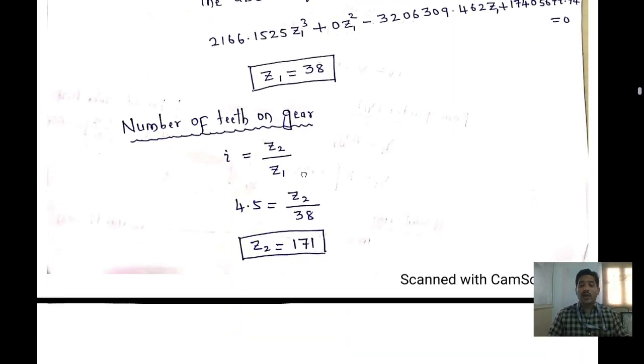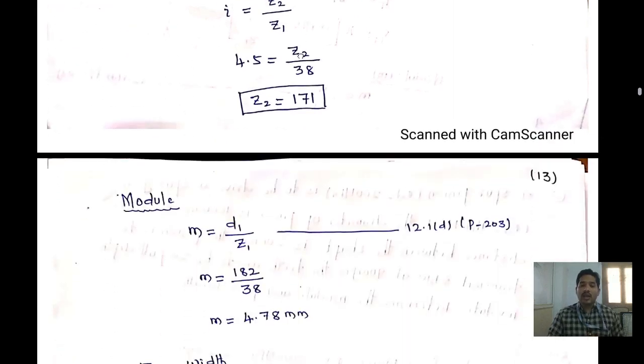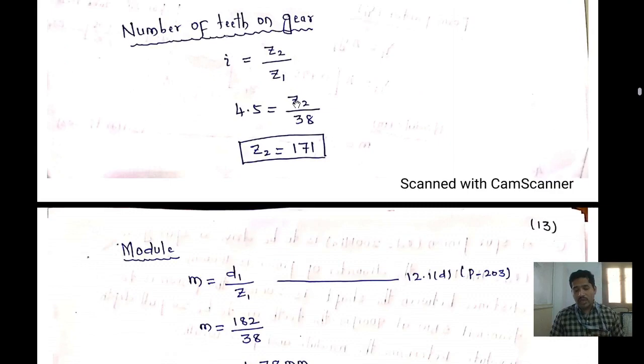After that we need to find out the number of teeth on the gear. For that reason the formula is i equal to Z2 by Z1. i value is how much? 4.5. Z2 value as it is. Z1 value is how much? 38. If you cross multiply 4.5 into 38, then you will get the answer 171. So this means that Z2, nothing but the number of teeth on the spur gear, Z2 is equal to 170. And the number of teeth on the pinion is how much? 38. Clear?